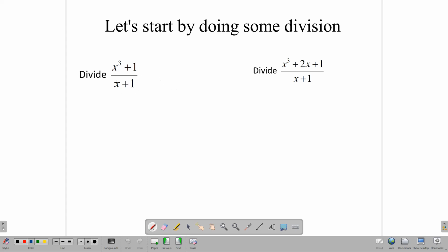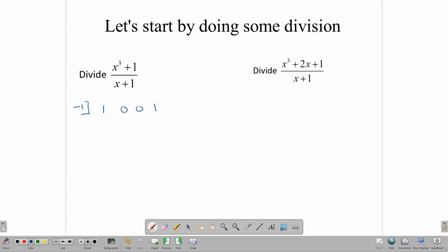And since we're dividing by x plus 1, it seems fitting that we use synthetic division to get through it pretty quickly. So let's set up our division. We want to divide x cubed plus 1. So we're going to start by writing down minus 1. And remember, since there are some missing terms here, the square term is missing and the x term is also missing. So we put in zeros for those and write back our 1 there.